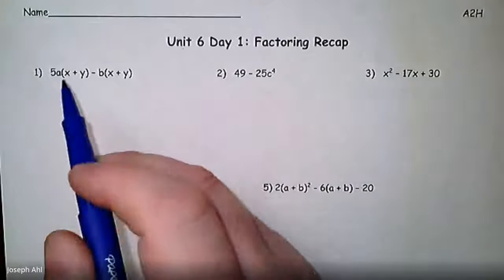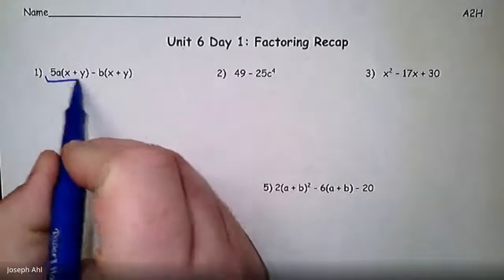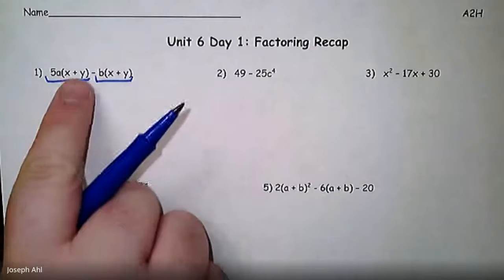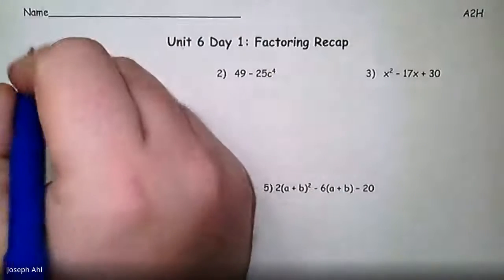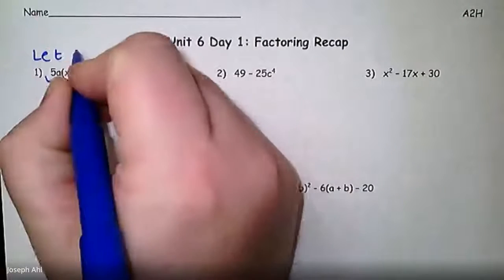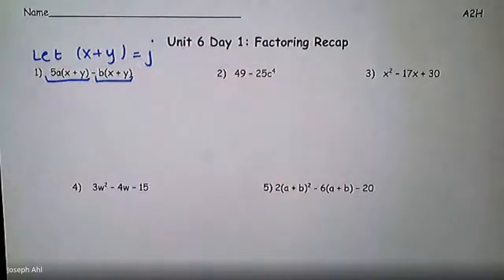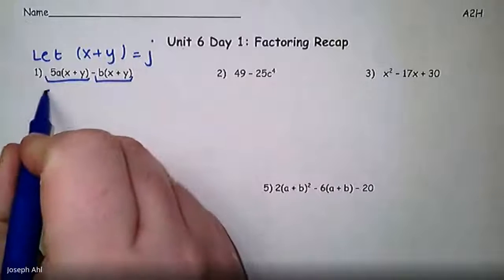If we look at something like number 1, what I think would help us is if we look at this as one term and this as a second term, they both have something in common. They happen to have that quantity x plus y in common. And if you don't like the way that looks, you could use a dummy variable. You could say, let the quantity x plus y equal something like j. Try not to use the same variables as what you see here. So what would that turn into?